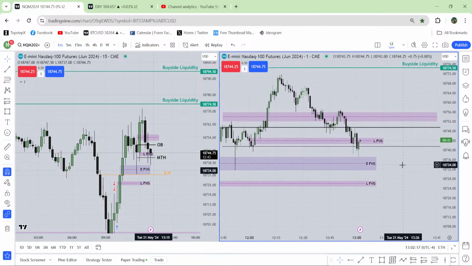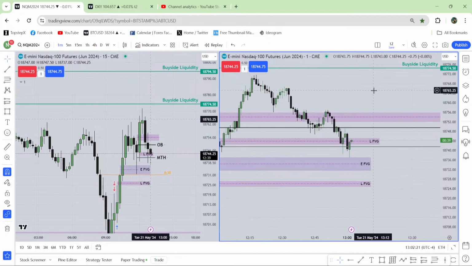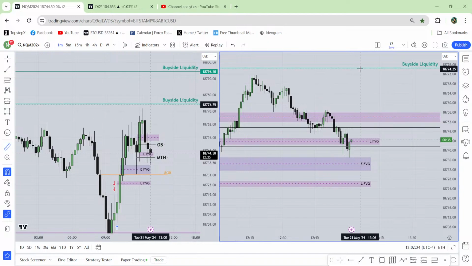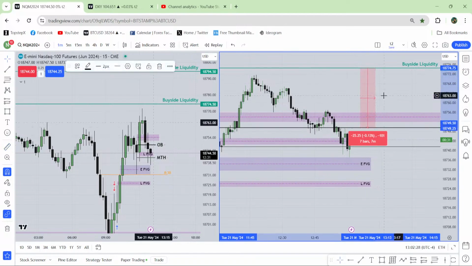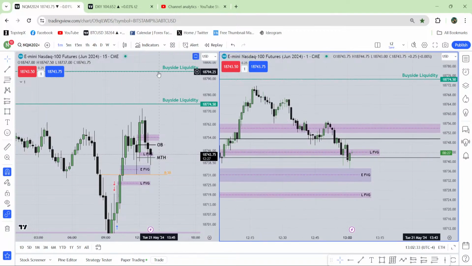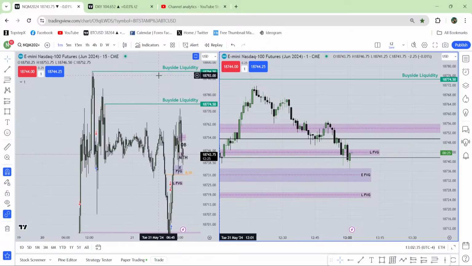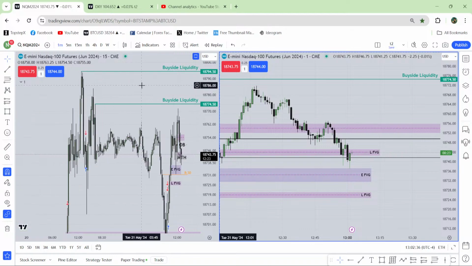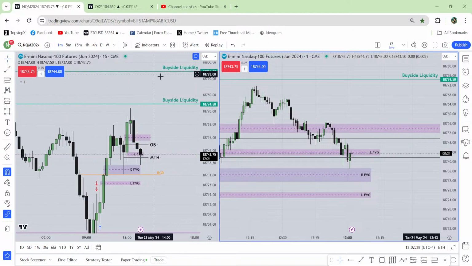If I get any kind of market structure shift over here, I will go for that buy. And until this buy side liquidity, it's going to be something like 25 handles. That is my initial target, this buy side liquidity. That is the all-time high. You can see this is the all-time high. So this is the last target.